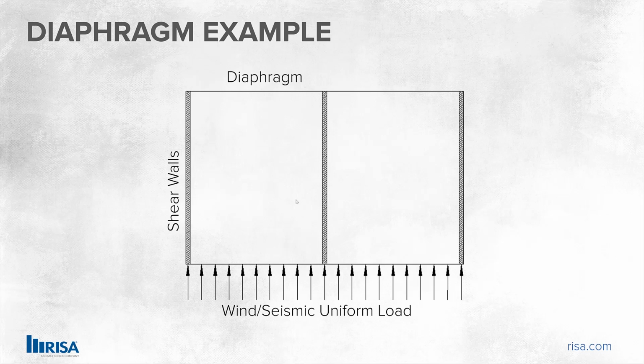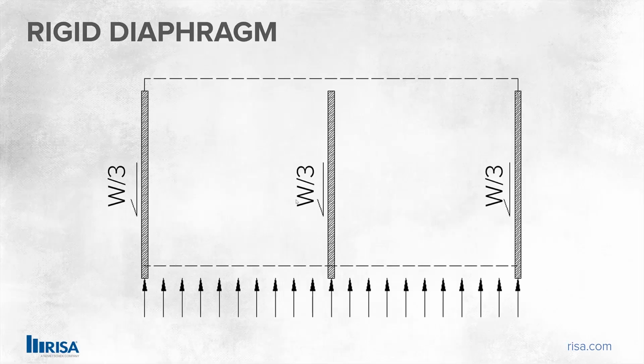So in this case, we have a simple diaphragm. We also have some shear walls. You can see those shear walls are of equal length and equal thickness, so basically equal stiffness. And we also have a load that's being applied along one edge here. So we have the wind and seismic load. So if I go ahead, we can first look at the rigid diaphragm.